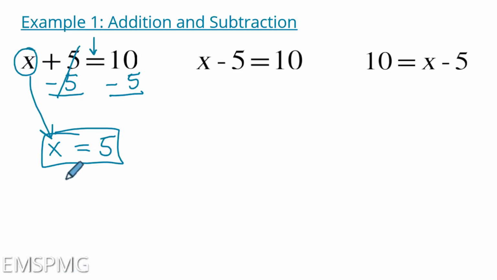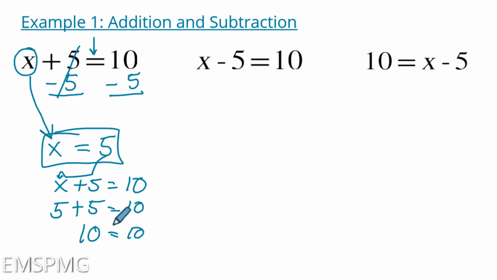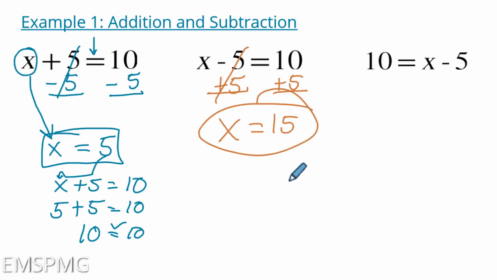And we could test that out by plugging that back in. So if we had the original equation here, and if I plug x, let's go over here. So we got 5 plus 5 equals 10. So 10 equals 10, so that checks out, okay? So what if you have subtraction here? So the opposite of subtraction is addition. Let's cancel that out. So we got x equals 15. Okay, so that's our answer there.